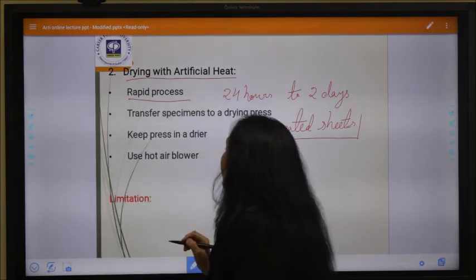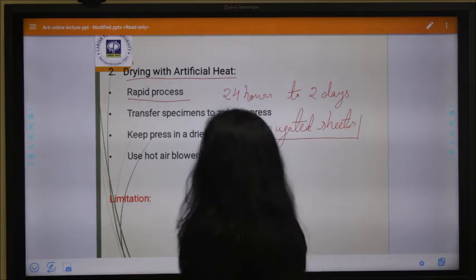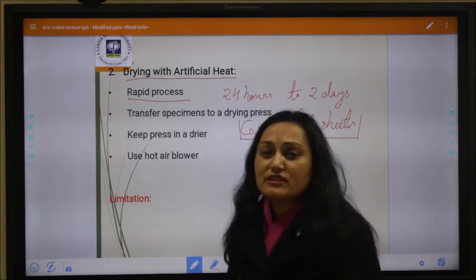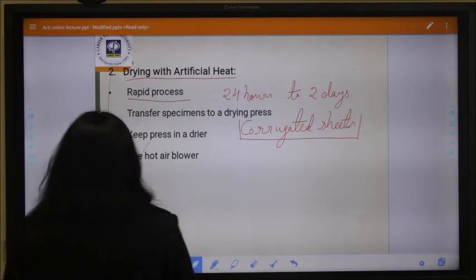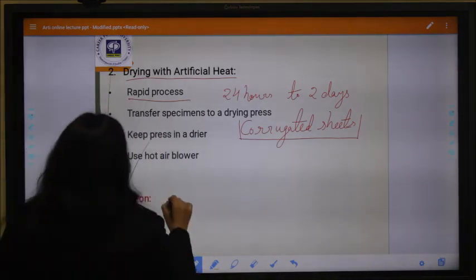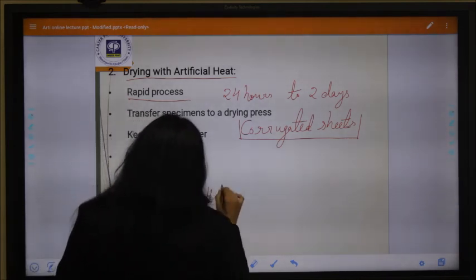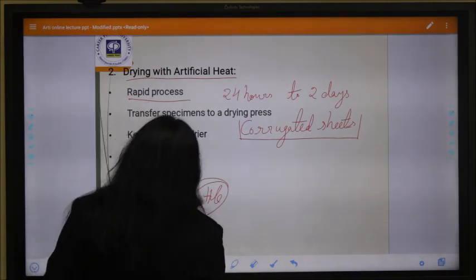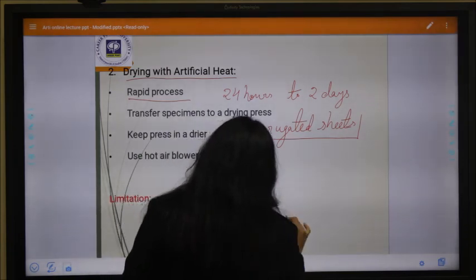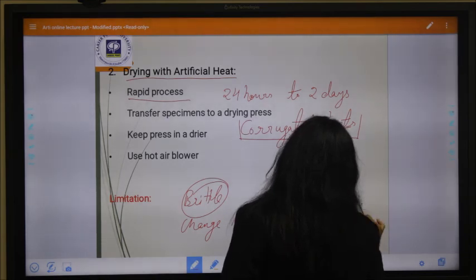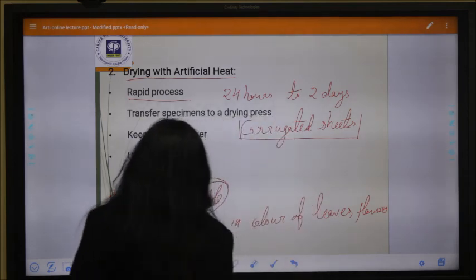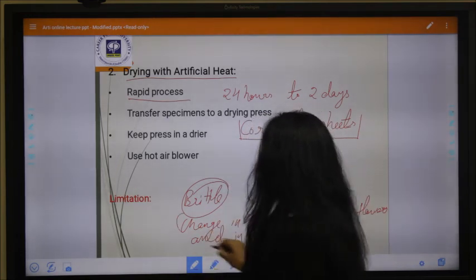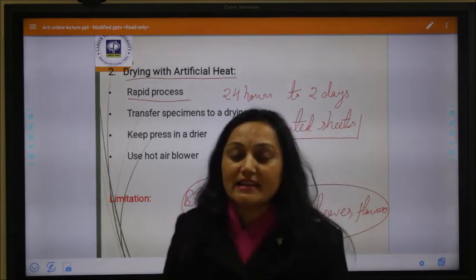And the next, if this is a very rapid process of drying, then why is it not in use commonly? This is not in use commonly because there is a major drawback of this artificial system of drying. The drawback is that this rapid process of drying makes the specimen brittle and leads to change in color of leaves, flowers and inflorescence. So this artificial system of drying is not in use.